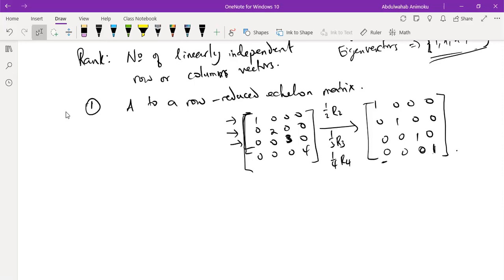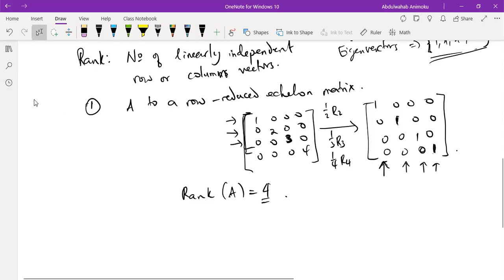As you can see, if you check each column, each starting point is to the right of the previous one, and we end the matrix at the last entry of this matrix. So basically, all the four column vectors or row vectors are linearly independent. So therefore, the rank of A is 4. So that answers the problem.